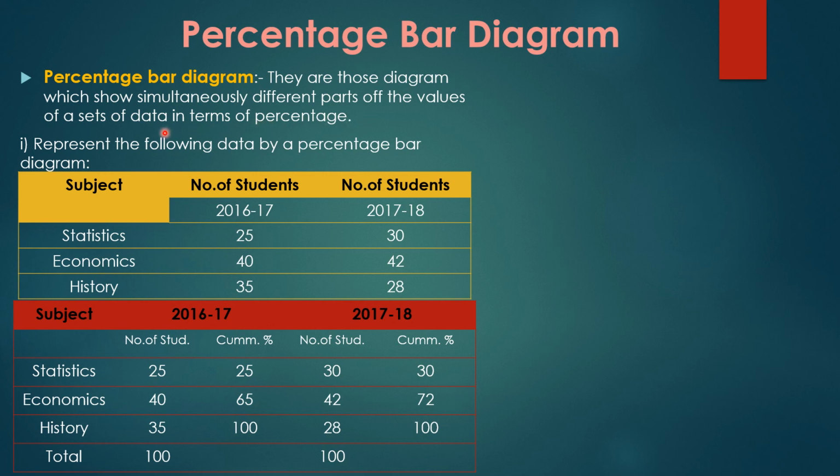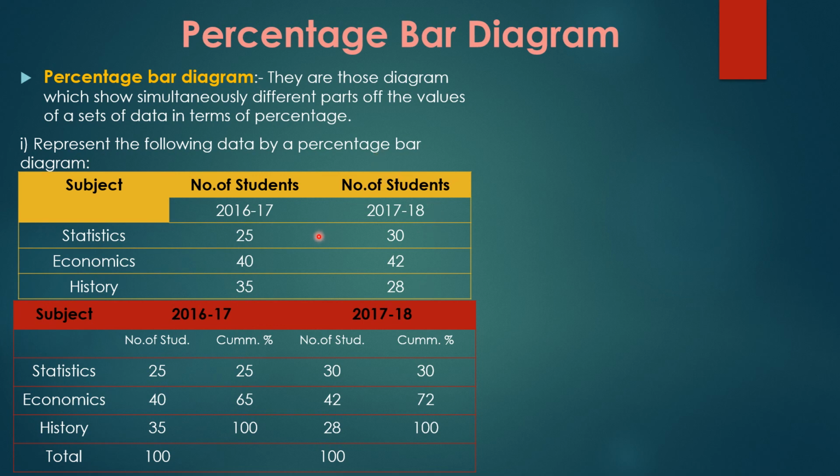Let us take one example. Represent the following data by a percentage bar diagram. This yellow table will be the question. The subjects are statistics, economics and history, and the number of students in 2016-17 is 25, 40, 35, and in the year 2017-18 it is 30, 42 and 28. This yellow table is the question, and this will be provided to you.